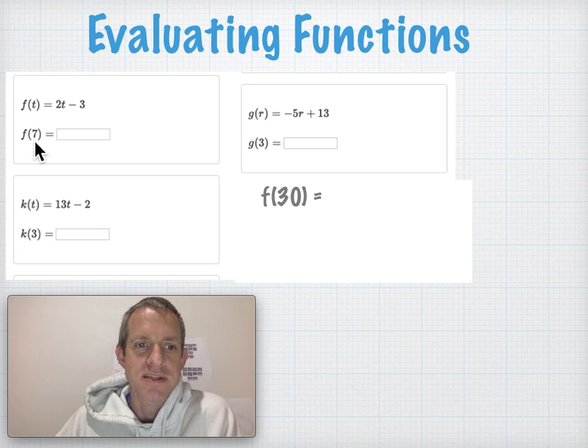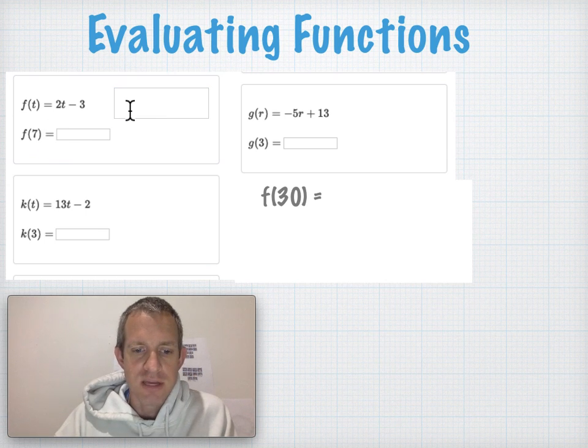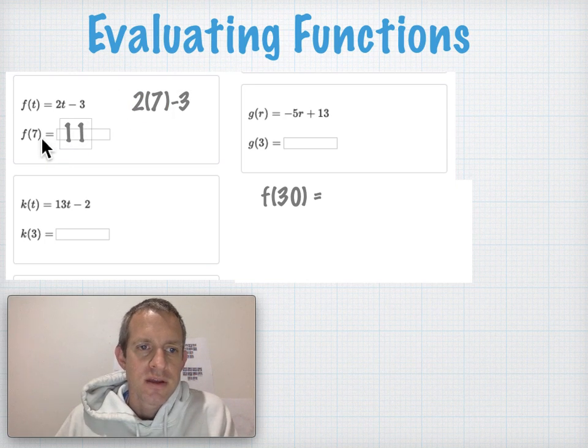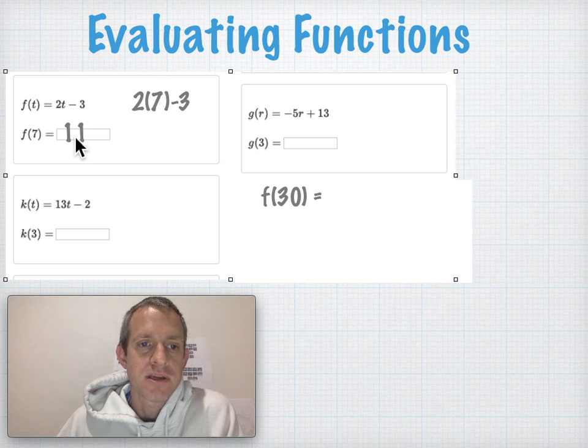So anyway, this says find f of 7. What that means is put a 7 into this machine and see what comes out. To do that, I'm going to type 2 times 7 minus 3 and just evaluate that. 2 times 7 is 14. 14 minus 3 is 11. So 7 is what we call the input, and 11 is the output of this function. And 11 would be the answer here.